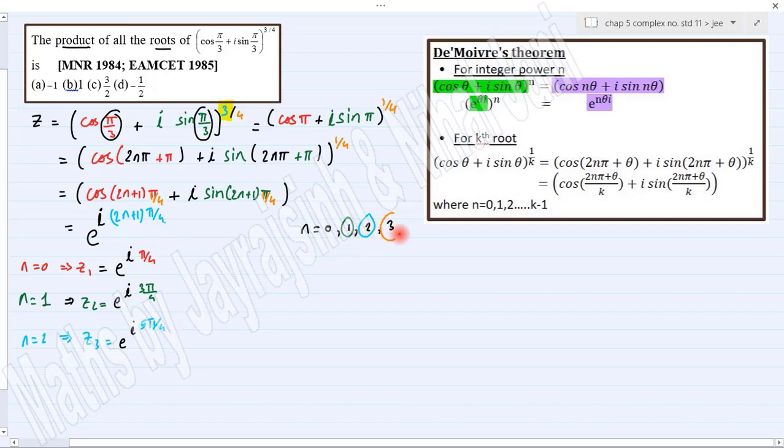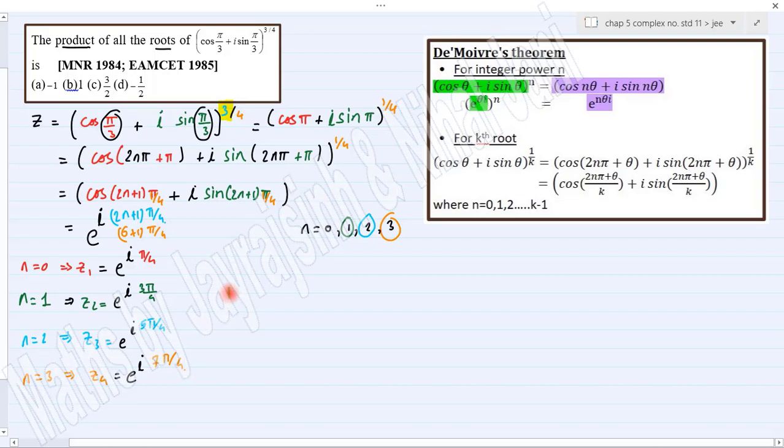And finally, for the last root, you have to take n equal to 3. So your last root z4 will be e raised to i times (6 plus 1) pi by 4, or we can say 7 pi by 4.